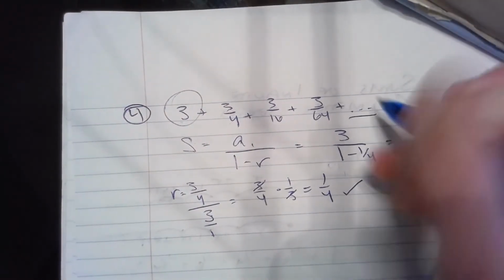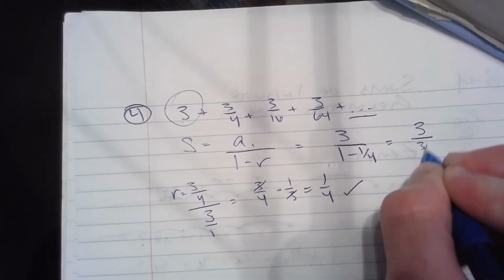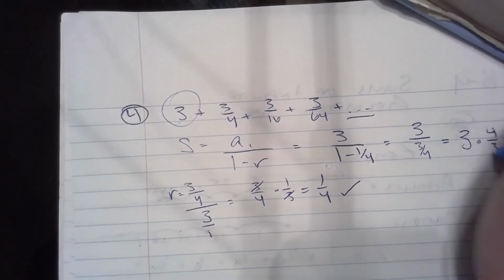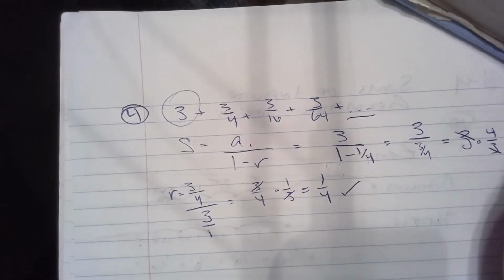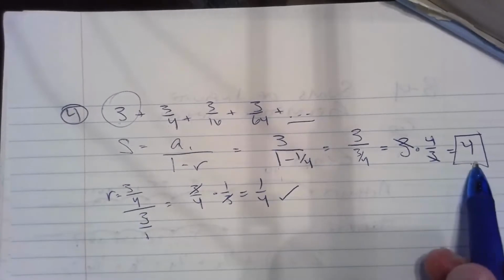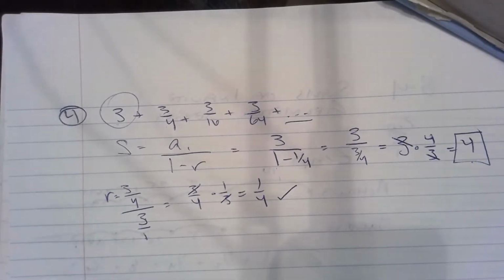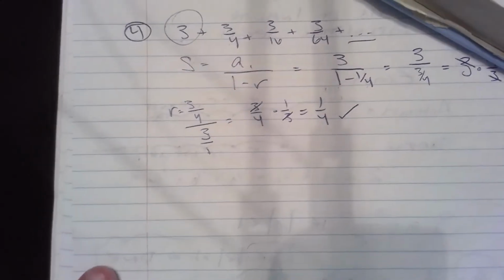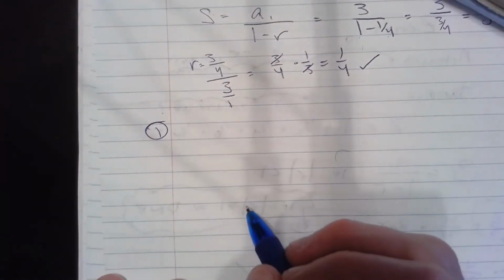So 3 over 1 take away a quarter is 3/4. And I'm going to multiply by the reciprocal again. 3's cancel out. The sum of this infinite series is 4. Okay, let's go back to number 1 for a second before we move on to the last part, because they're actually going to have you break some stuff down.